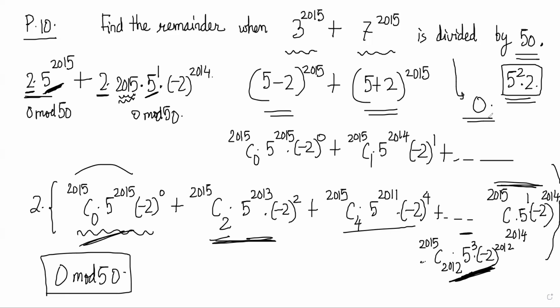And this solution was by binomial theorem. There is another second solution that I will tell you. The second solution is this. So let's think about it. We have to find the remainder when 3 power 2015 plus 7 power 2015 is divided by 50.